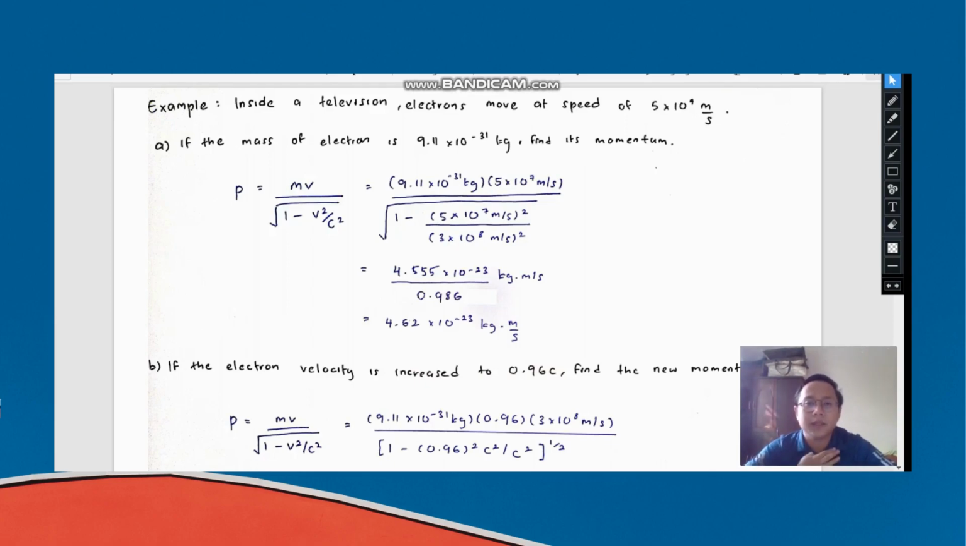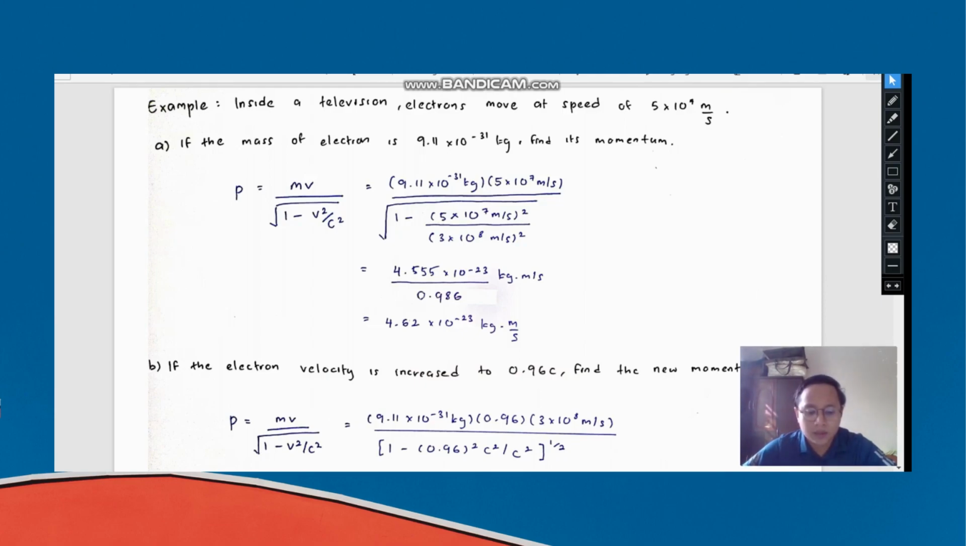Assalamualaikum, Doctor. My name is Aniq from class AS2513D2. I'm going to present the calculation part of relativistic momentum. So here is the question. Example: inside a television, an electron moves at a speed of 5 times 10 to the power 7 meters per second. If the mass of the electron is 9.11 times 10 to the power negative 31 kilograms, find its momentum.